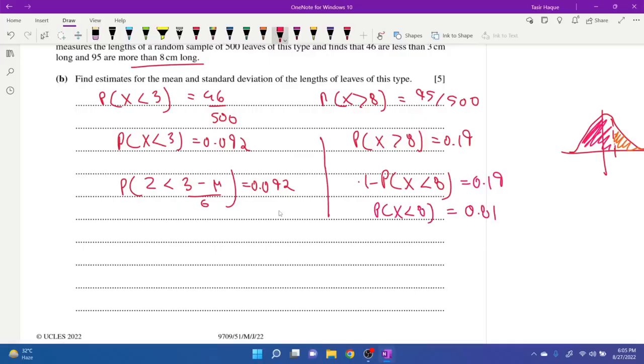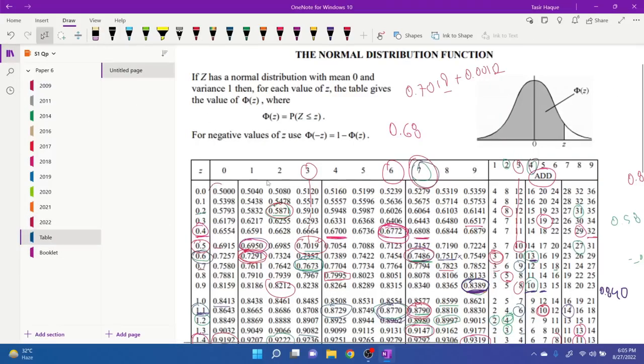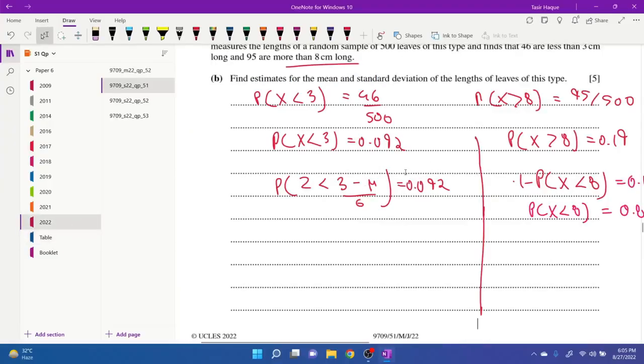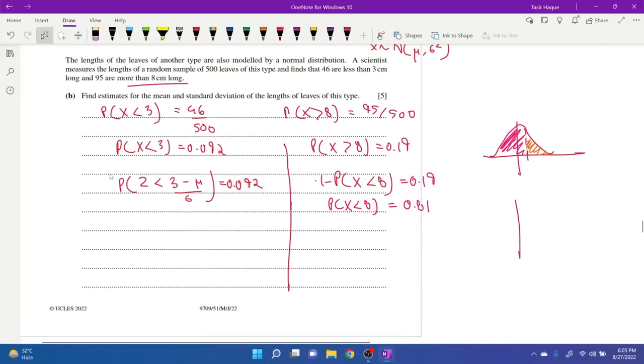Now you'll be facing another issue. The first value in the table is 0.5. This is retrospective, we're going backwards. But this value is actually less than 0.5. So what does this mean? This value actually lies behind the y-axis. It's somewhere over here because the area is only 0.09 or 9%. That means the value is in fact negative.